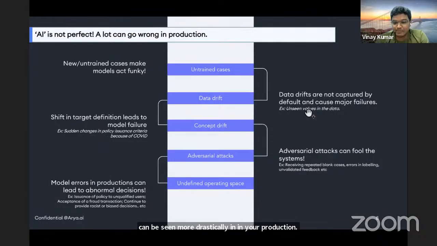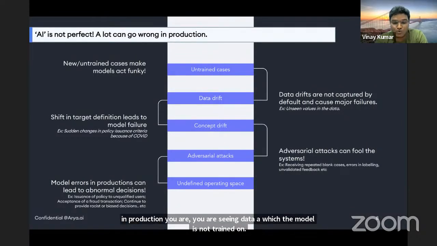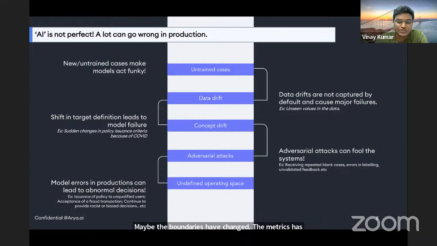The reason is multifold, actually, why this degradation happens. It could be things like data drift and concept drift. Data drift is primarily when you have trained the model on data type A, whereas in production you are seeing data which the model is not trained on. Maybe the boundaries have changed, the metrics have changed, new variables, new parameters have been introduced. Then the model may not have enough knowledge on how to correlate those new data points. So that's primarily data drift.